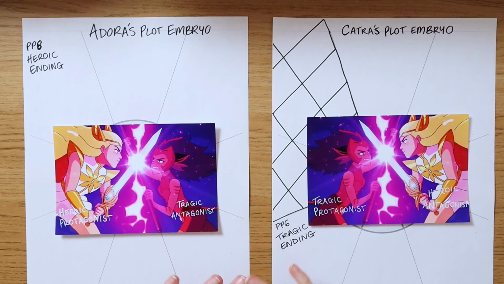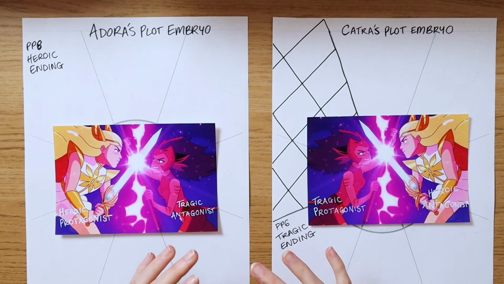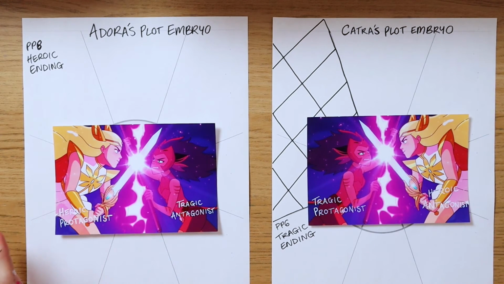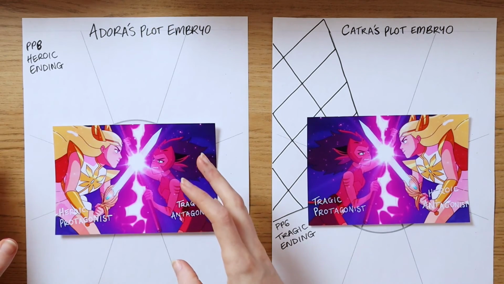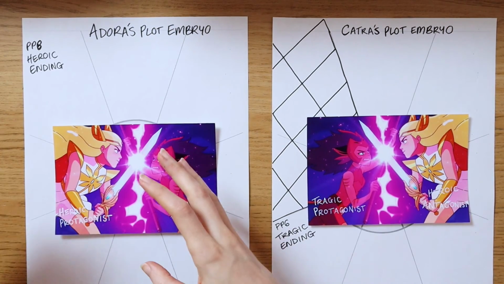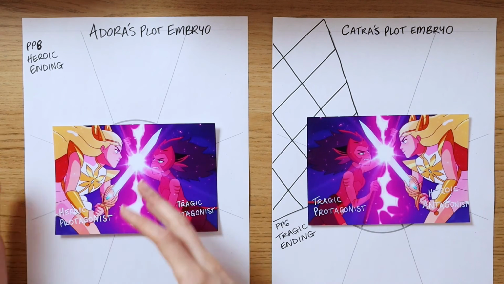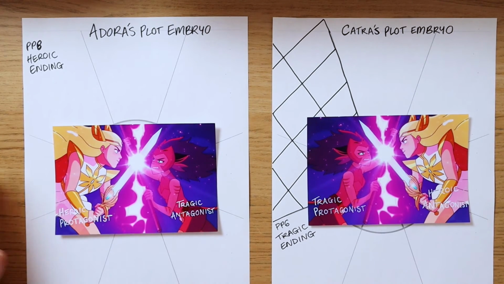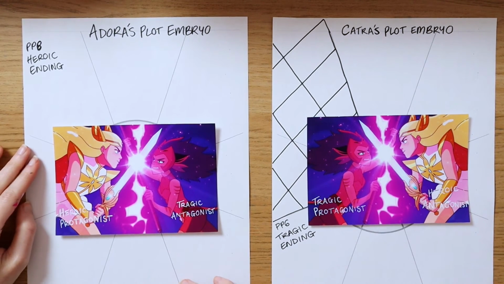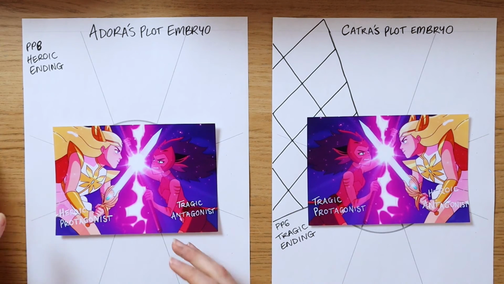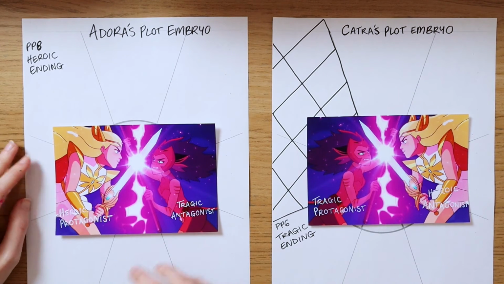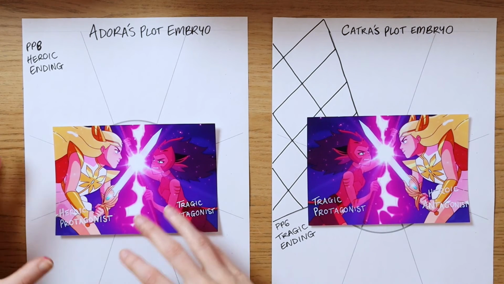So when I say that the labels of protagonist and antagonist are relative, this is what I mean. When we say that Adora is the protagonist, all that means is that we're talking about her plot embryo. So we're focusing on her point of view, her arc, her side of this conflict. Now, she may or may not be portrayed sympathetically, but this is her side of the story. Catra becomes the antagonist simply because she's who is in conflict with Adora here.